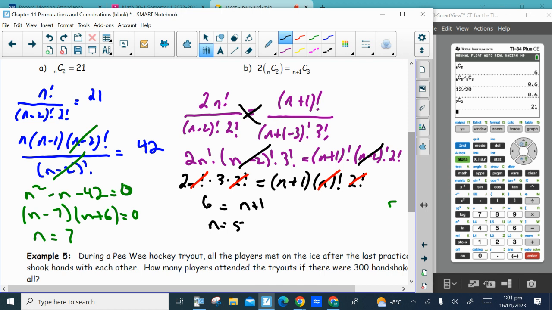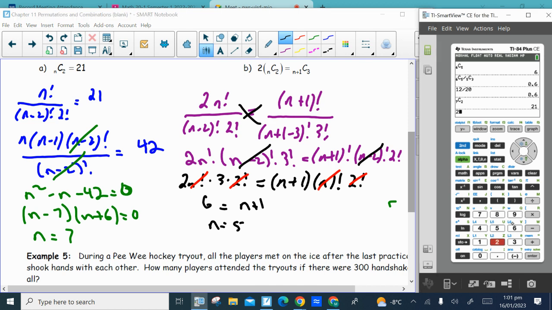This one would take a bit more time to do by guess and check, but it could definitely be done by guess and check. So if we check it though, 2 times nc2 when n is 5.